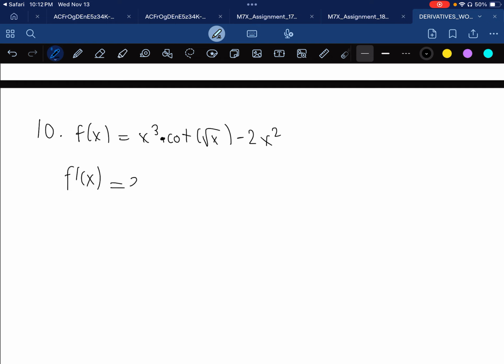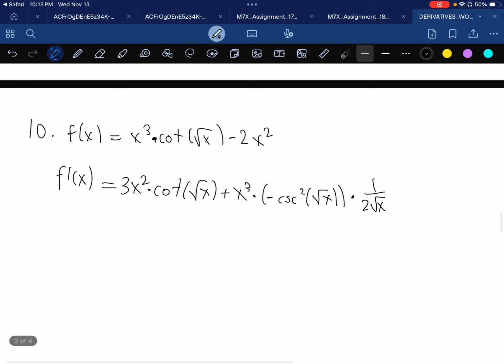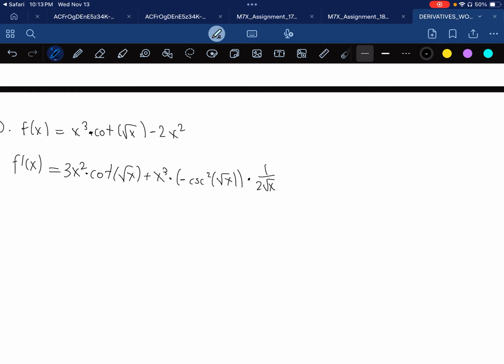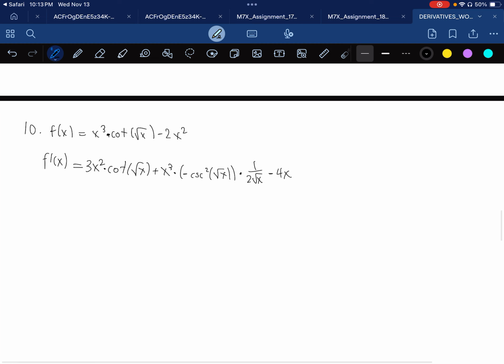So the derivative of the left is 3x squared times just the right plus the left times the derivative of the right. Well, the derivative of cotangent is negative cosecant squared times the inside, right? You should know that. And we'll never forget to multiply by the derivative of the inside, which is just 1 over 2 root x. Again, memorize. Minus, okay, well, that is pretty simple. Power rule, which just becomes 4x.